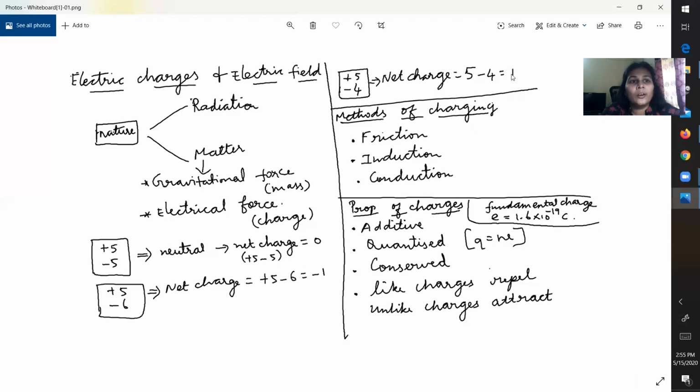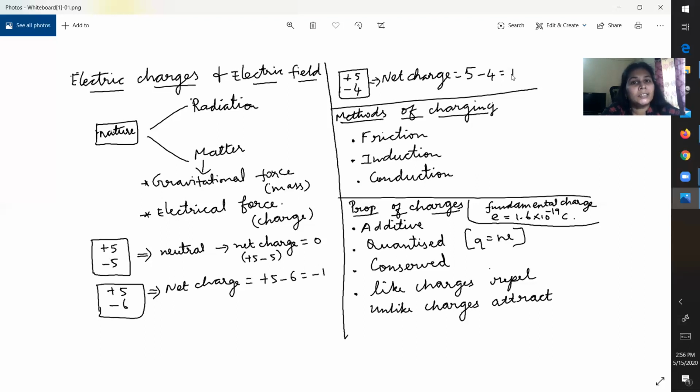So generally, all bodies present in nature are neutral, but we can either add or remove electrons from the body to get it charged, right? Is there any method for charging? Yes, we have already learned 3 different methods of charging in detail. What are the 3 methods?